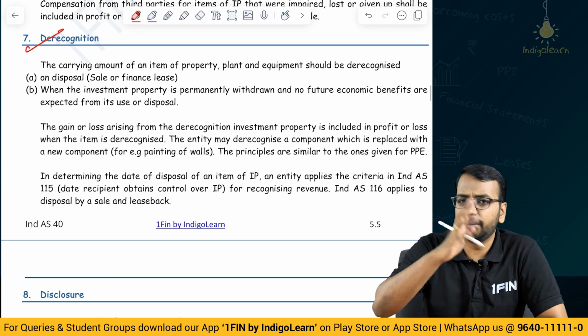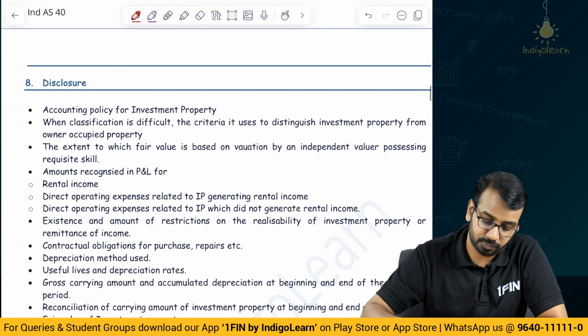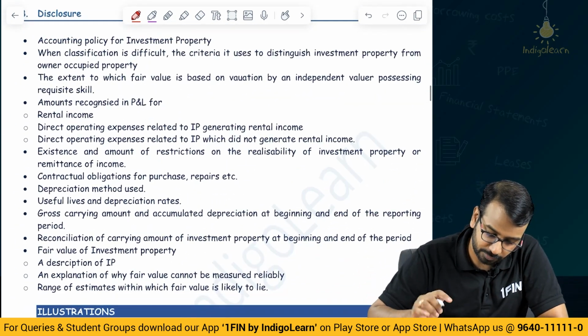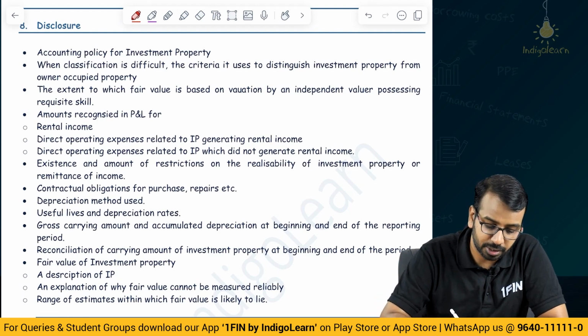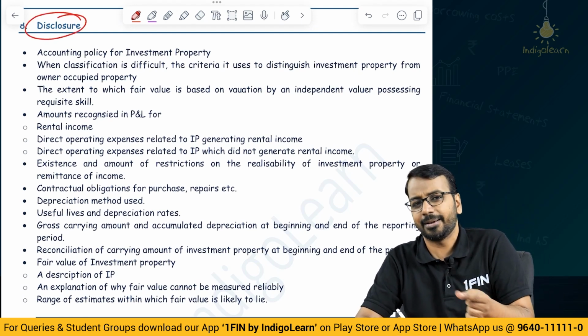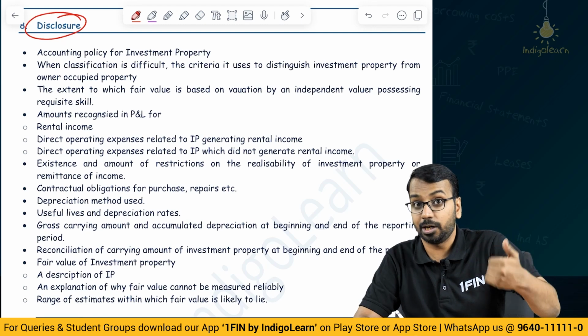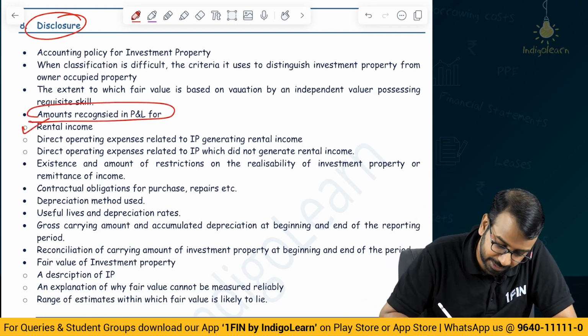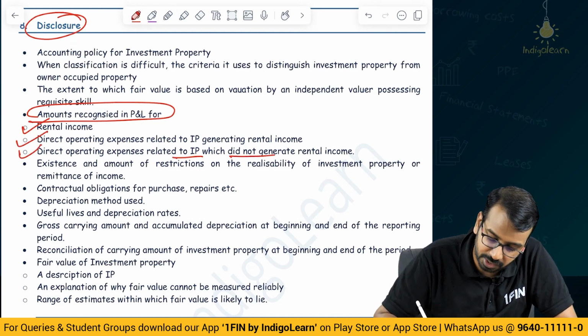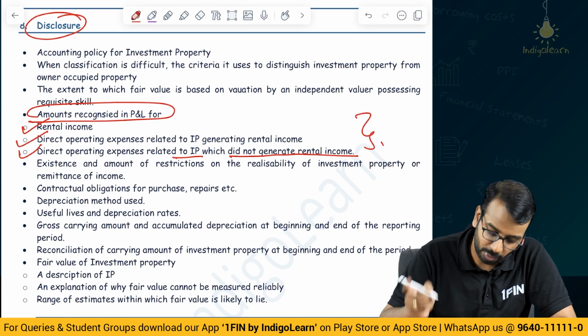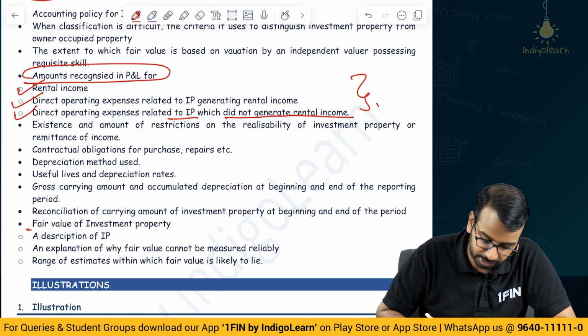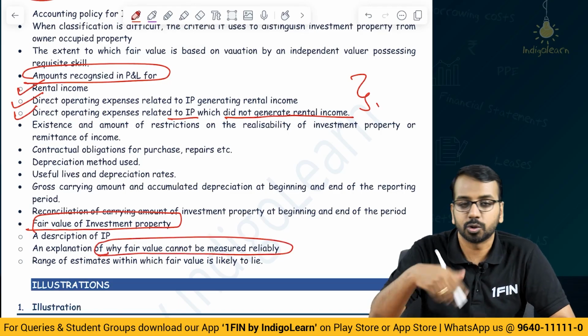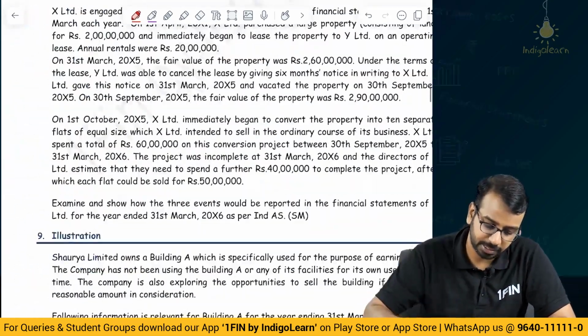Then coming to derecognition, similar criteria as what you have learned in IndAS 16 and 38. Disclosure: you have to keep one thing in mind, especially for this standard. There is a question which is likely to be tested in the examination. That is, what is the amount recognized in P&L for rental income, direct operating expenses, and direct operating expenses related to investment property which did not generate rental income. So this disclosure is required, and one more important disclosure is the fair value of investment property, or why fair value cannot be measured reliably. So these things you have to disclose. That is about IndAS 40.